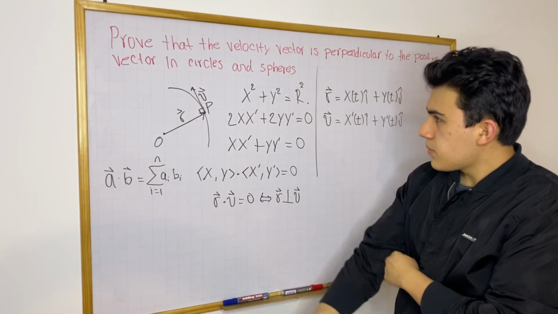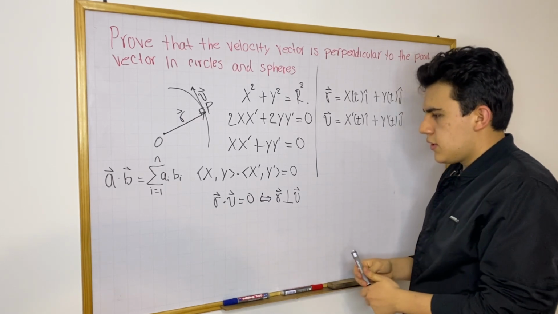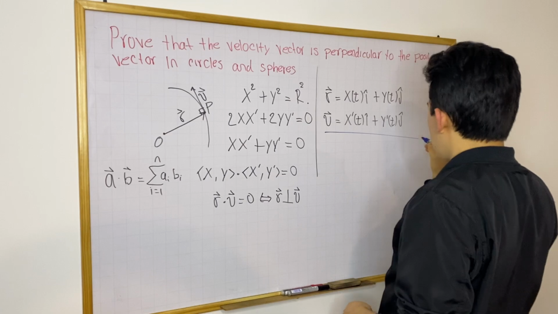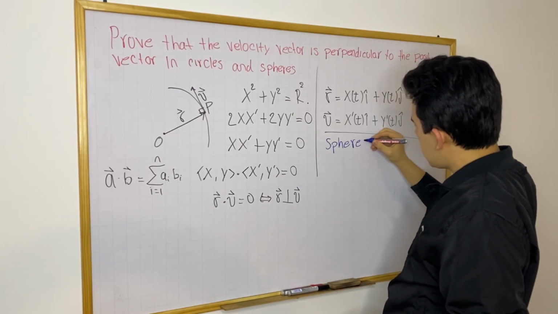And then you get this. Now, what about for spheres? Well, for spheres, it's almost the same thing, really. I'm going to do it down here. I'm going to do it over here with blue. So for spheres, it's a very similar case.